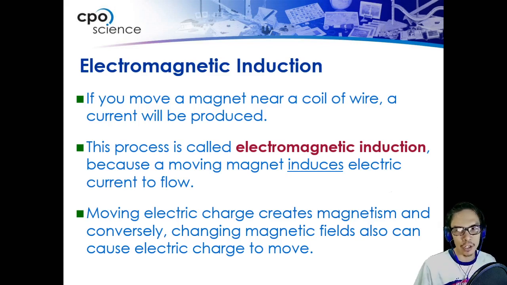And electromagnetic induction is the baseline. This is the basic idea of electromagnetic waves, the light itself. Because of these interchangeable ideas that we have right here, moving electric charge creates magnetism. If you inverse that one, moving magnetic fields will create charges. So this is what electromagnetic induction is all about.